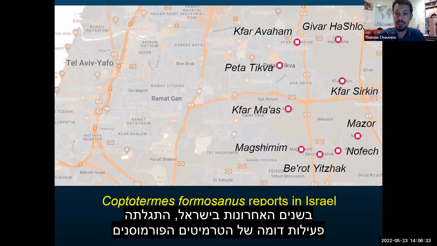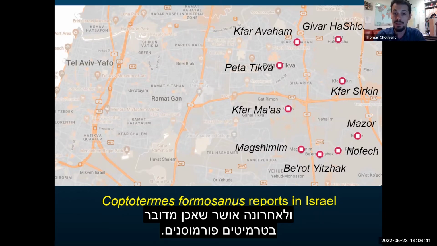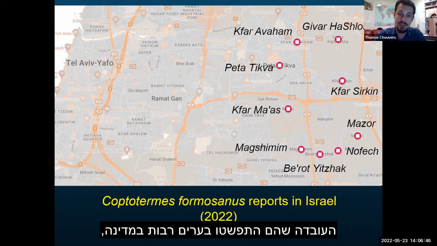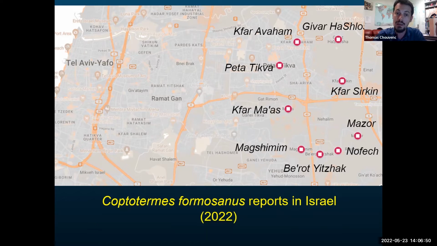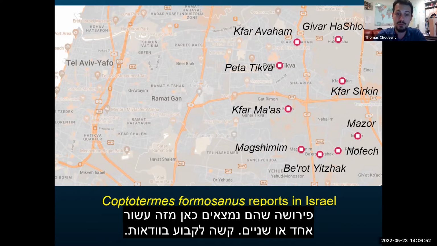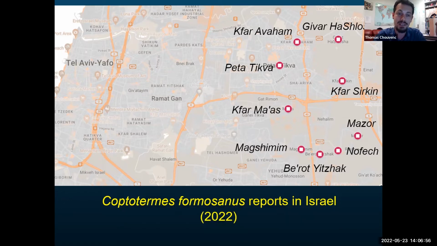In Israel, in the past few years, several locations have recorded activity of the Formosan subterranean termites. And although it's only recently that it's been confirmed as Formosan, the fact that they have been spread out in many cities throughout parts of the country means that they've been here probably for 1 or maybe 2 decades. It's really difficult to tell.